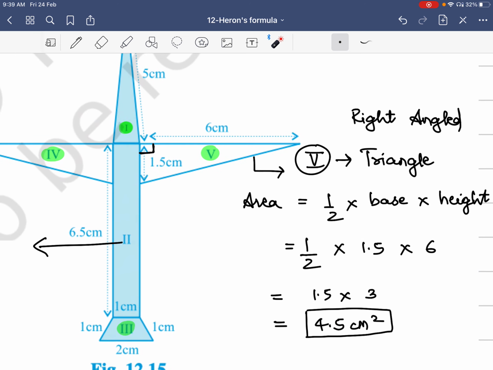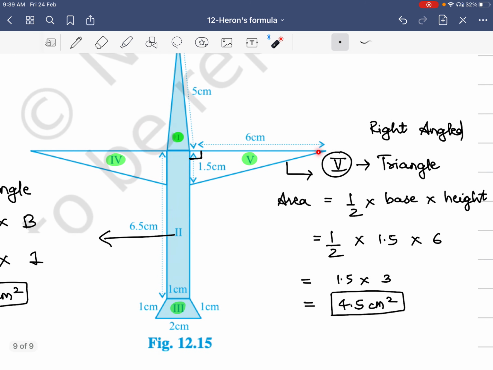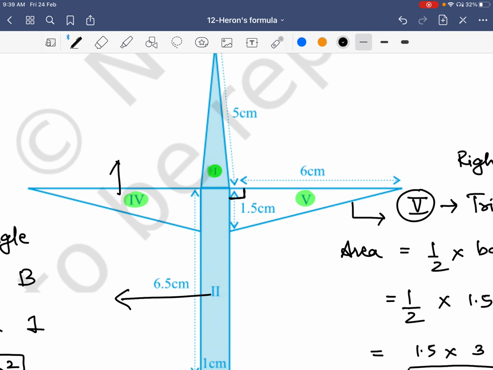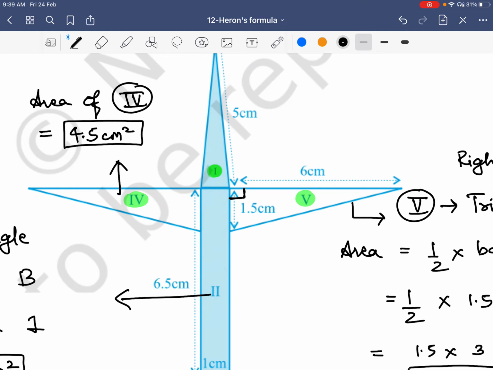Now since this right hand side triangle and the left hand side triangle are equal to each other in terms of their measurements of sides and even their angles, this triangle's area will be equal to this triangle's area. So I'm just going to copy paste and say here that the area of part number 4 is also equal to 4.5 centimeters square. So this is also done. This is also 4.5 centimeters square.